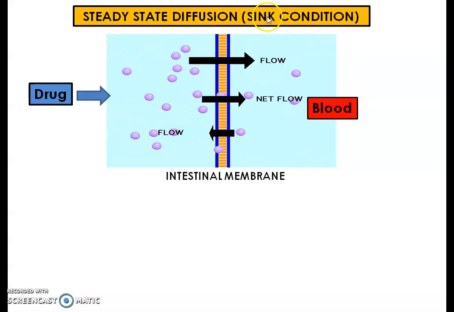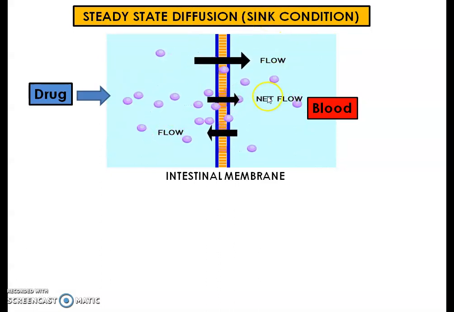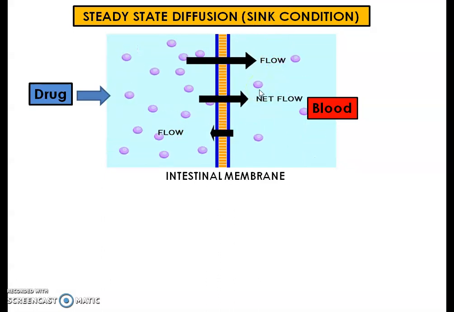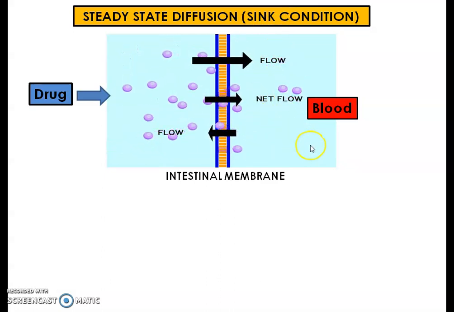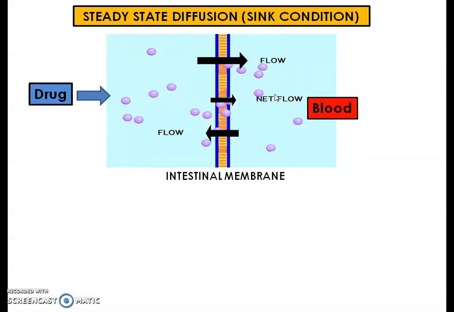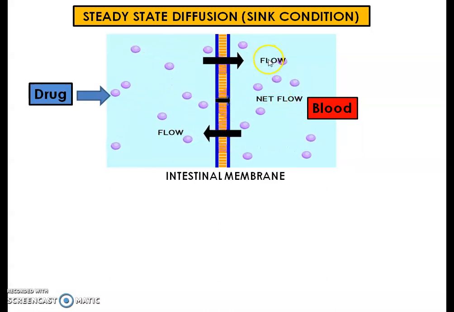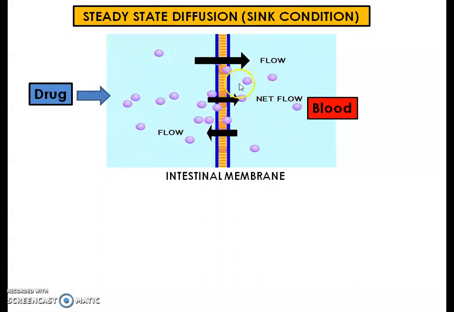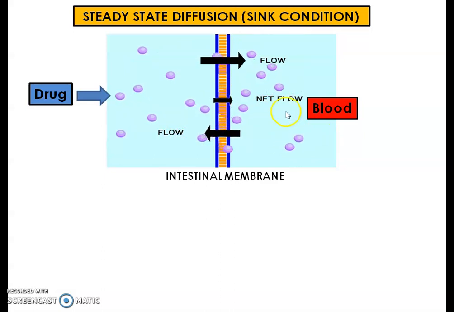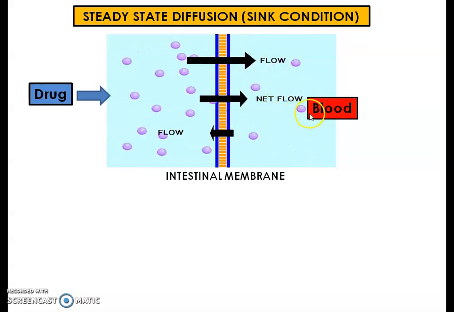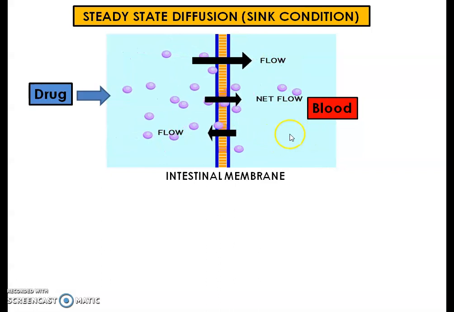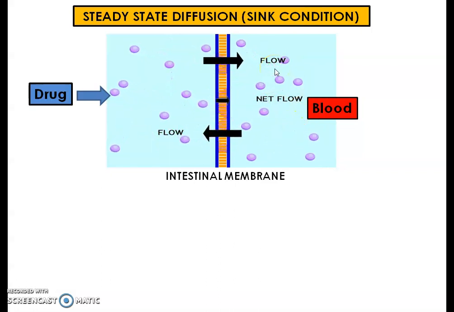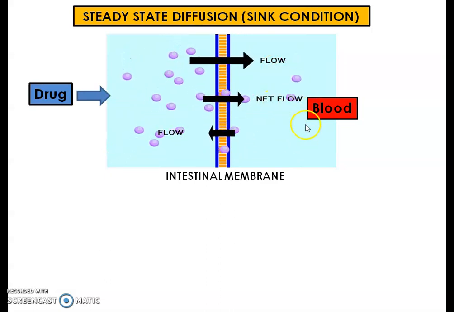Sink condition means the sink which we observe in a kitchen. When we open the tap and water starts from the tap, the water will continuously move out of the sink, and the sink will never fill with water. The same sink effect is observed in the intestine. Whatever drug reaches the blood will not remain there. Some of the drug from the blood will always get removed, and there will always be a lower concentration of drug in the blood. Hence the flux will be there, from higher concentration to lower concentration.